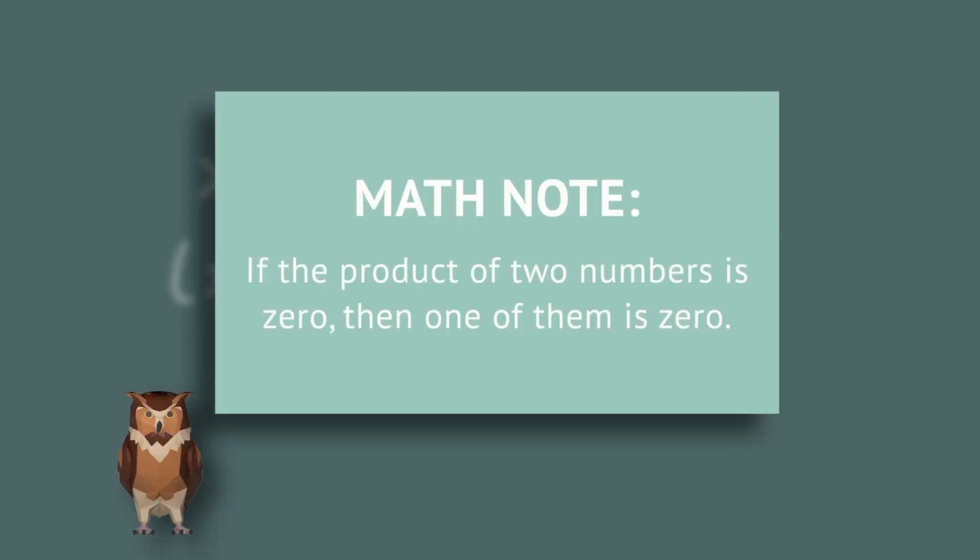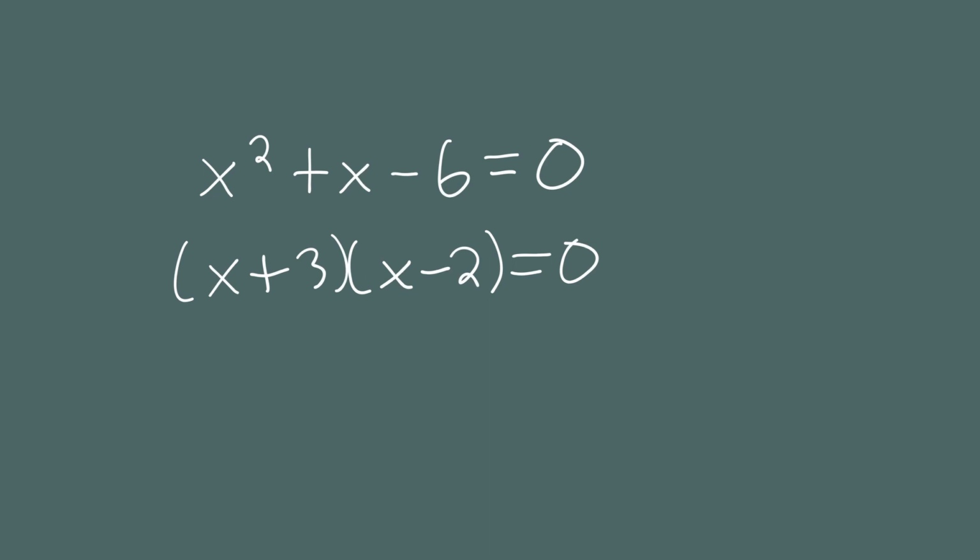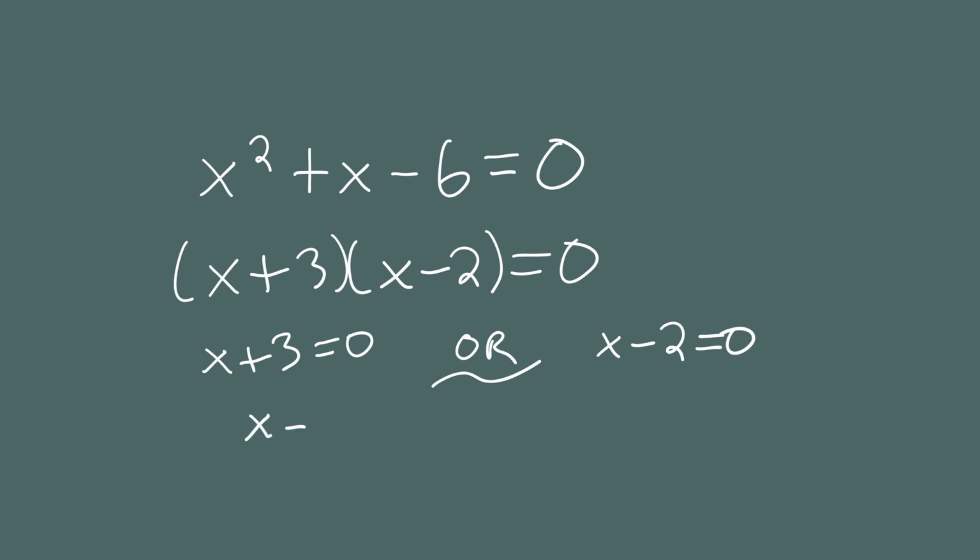If you multiply two numbers together and you get 0, then one of the numbers has to be 0. So if (x + 3)(x - 2) is 0, then one of two things must happen. Either x + 3 must be equal to 0, or x - 2 must be equal to 0. So here we have two simple linear equations. If x + 3 is equal to 0, then that means x is -3. On the other hand, if x - 2 is 0, that means x equals 2.